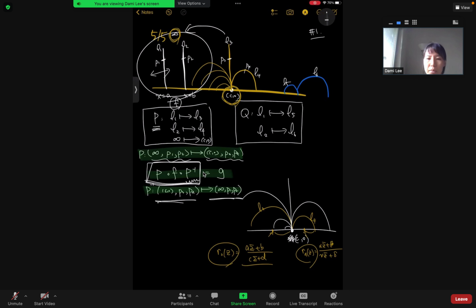Do we need to find the P or the P inverse? You can just say, no, I'm going to say P is a map that maps this triple to that triple, and we're not going to talk about what that map is. We just know that it exists, and we also know that the inverse exists. So that's all you have to say about P.